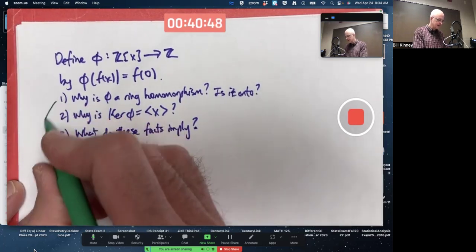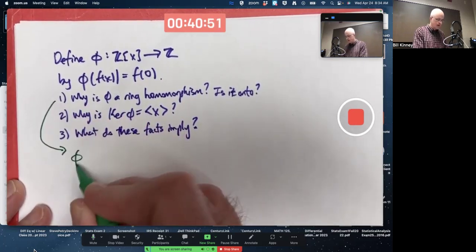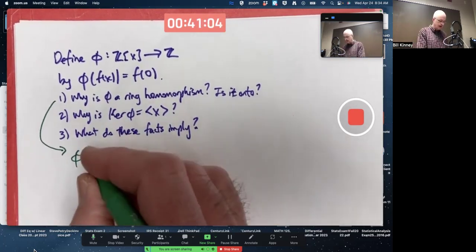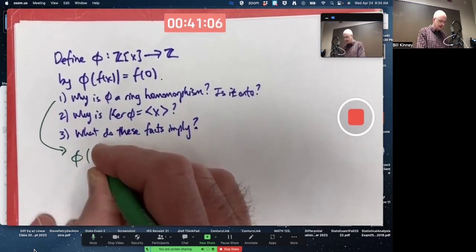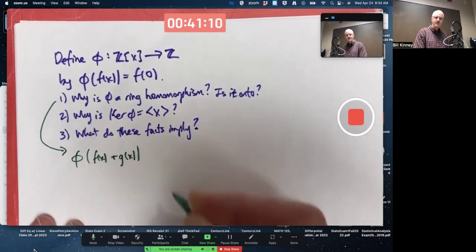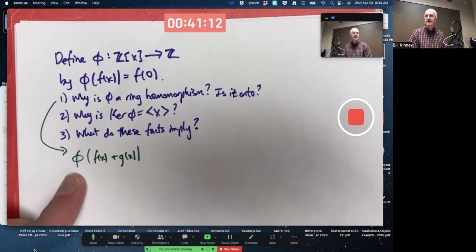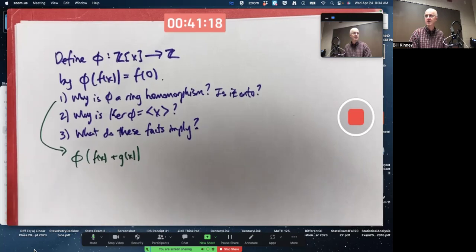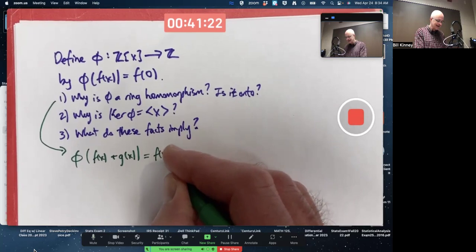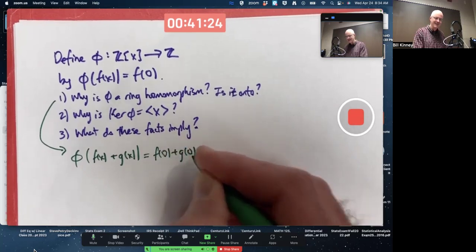We've actually done this kind of thing before. We've got to verify it's doubly operation preserving. We've got to verify that if we add two polynomials and apply phi to that sum, we get the same thing as phi of the first polynomial plus phi of the second, and also a similar property for multiplication. There's nothing much to do here.